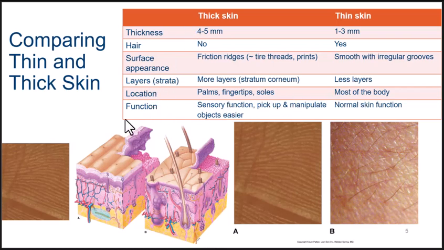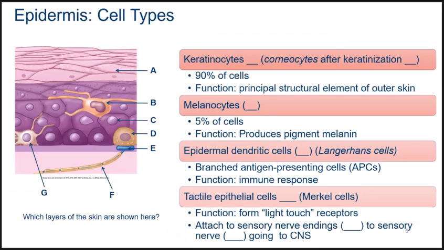Location we've already spoken about, and then function: thick skin is going to be found, we know, in areas where there's going to be more friction, but it's also found in areas where sensation is a little bit more important. In order for you to properly pick up something and manipulate something, we need to have good sensory function. And then thin skin possesses most of our normal skin functions. Now we're going to look at some of the cell types that make up the epidermis. Remember, the epidermis is that top layer of skin. The first one we're going to have a look at are the keratinocytes. Cytes means cell.